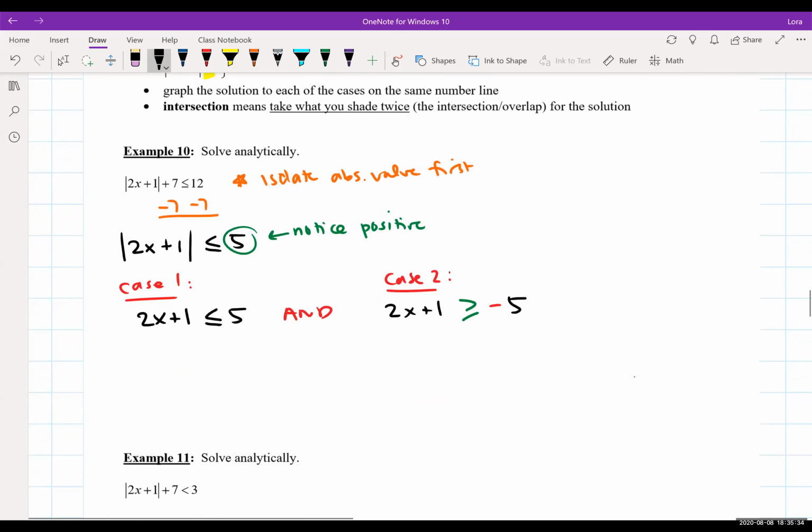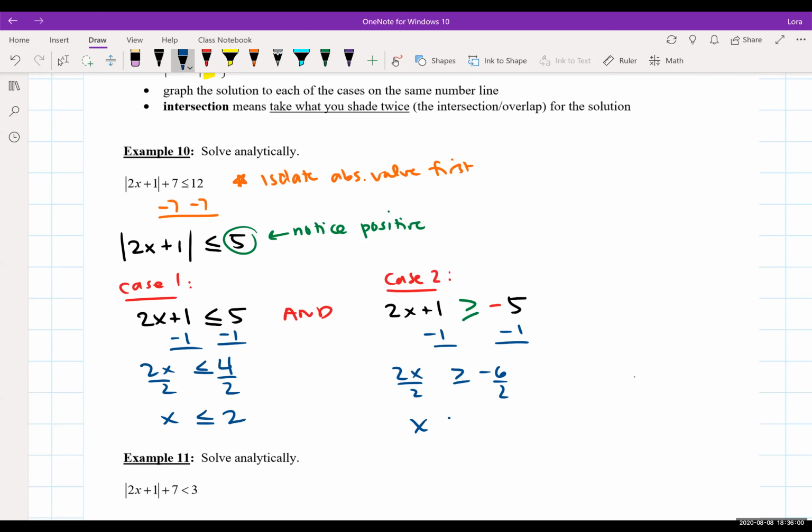Now, if we go through and solve each linear inequality, isolating the variables, I would subtract 1 from both sides. I have 2x is less than or equal to 4. Divide by 2, divide by 2. I have x is less than or equal to 2. Same idea on the other case, subtract 1 on each side. 2x greater than or equal to -6, divide by 2, divide by 2. X greater than or equal to -3. Don't forget your link word. We have an AND going on.